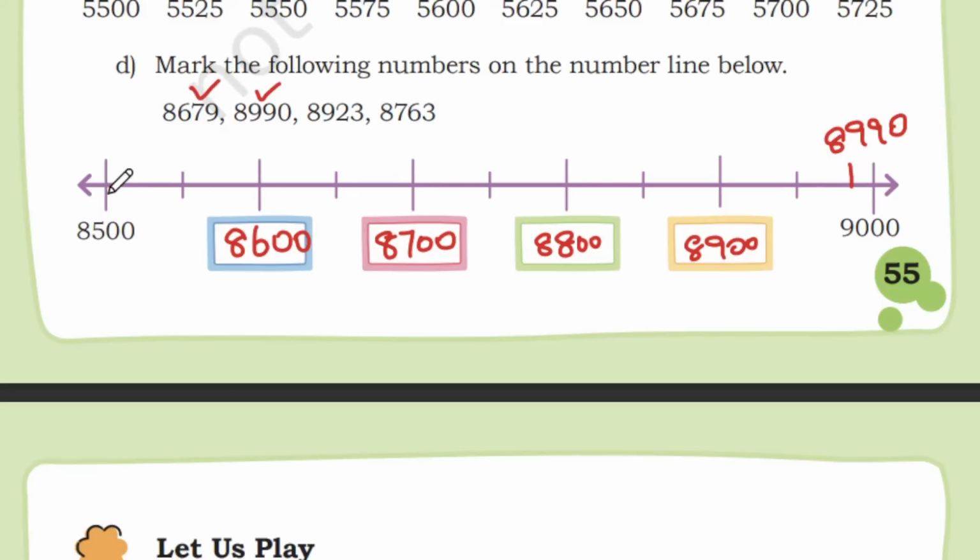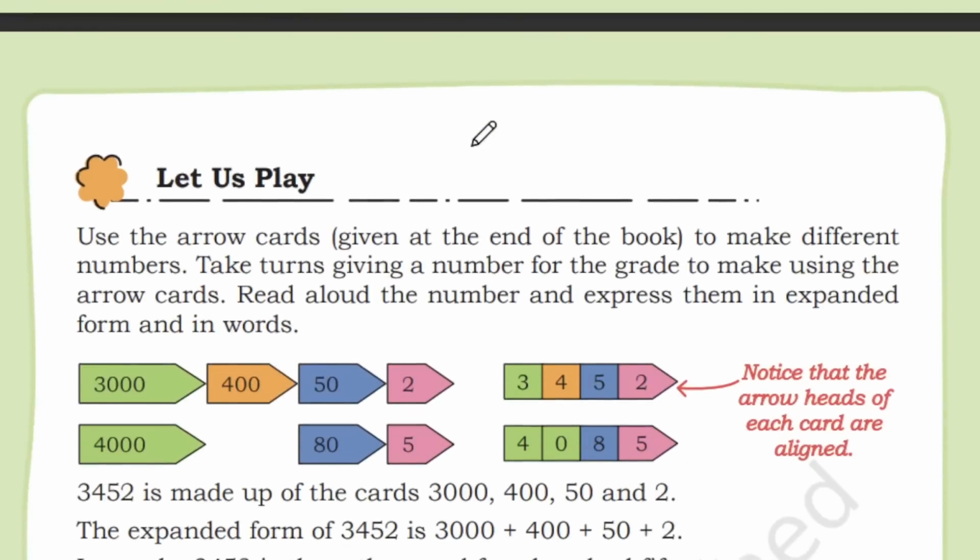So this is 8,500, 8,600. So 8,675. No, this one is 8,065. It will be here. So 8,679. Okay. So next.